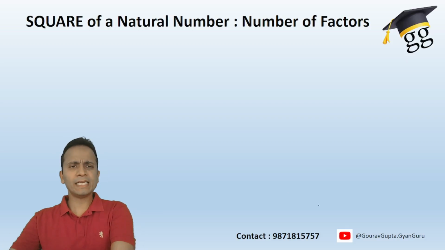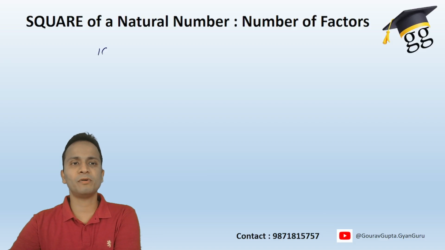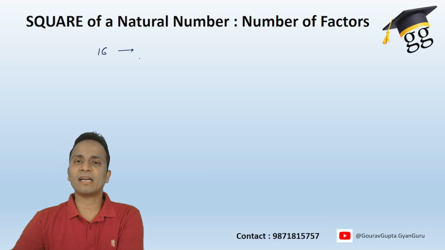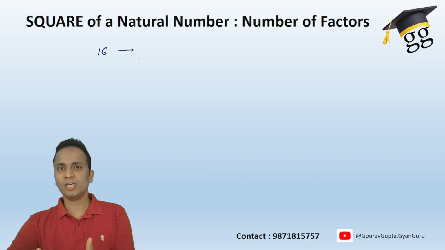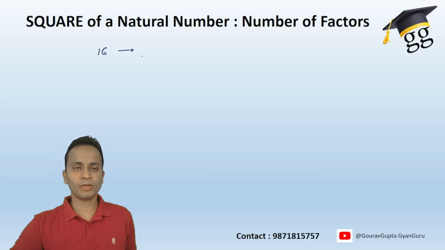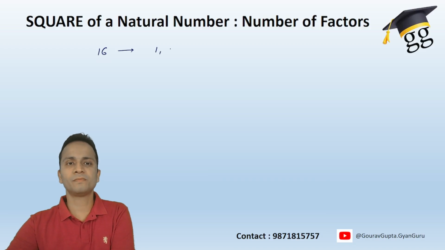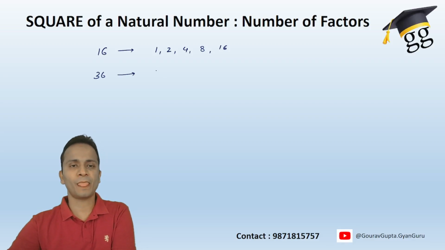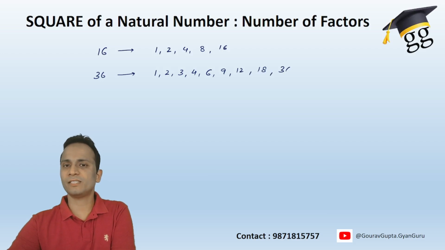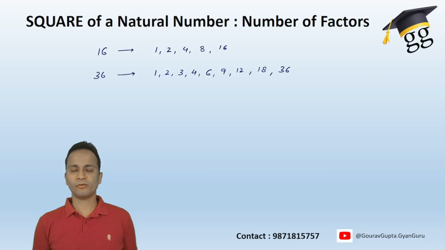I'll take an example. Let's take a perfect square, 16, and I will write all its factors. Factors of any number are all those numbers which can completely divide the given number. So 16 is completely divisible by 1, 2, 4, 8 and 16. I'll pick up one more number, let's say 36. 36 is also a perfect square. I'll write all the factors of 36: 1, 2, 3, 4, 6, 9, 12, 18 and 36. So these are all the factors of 36.